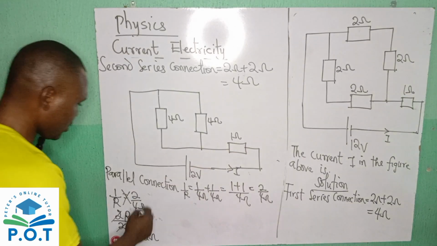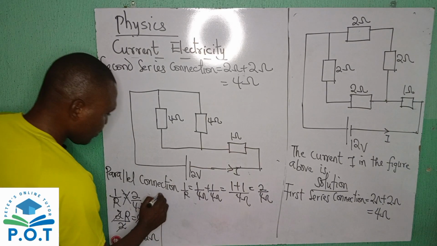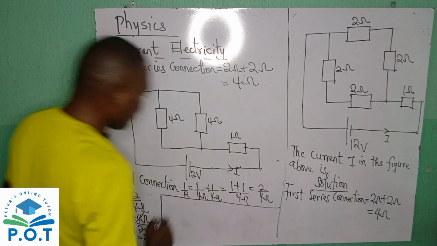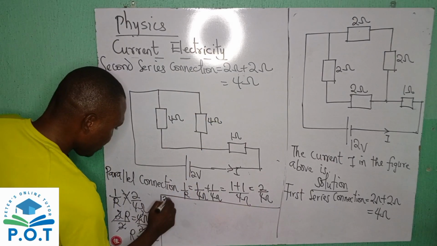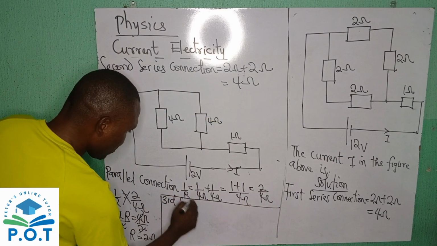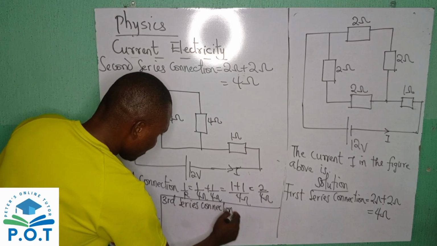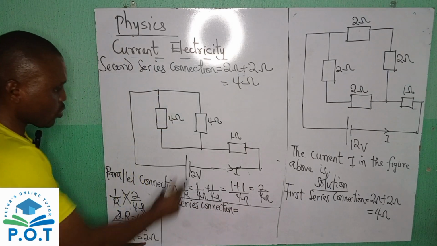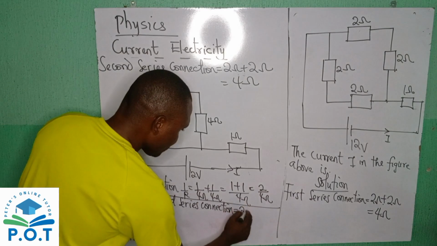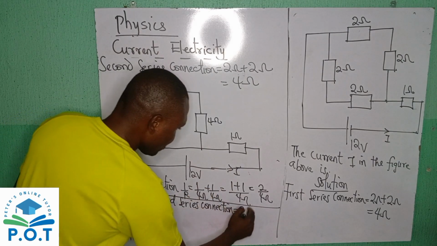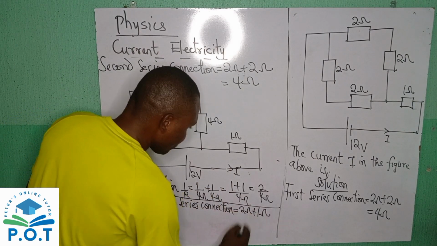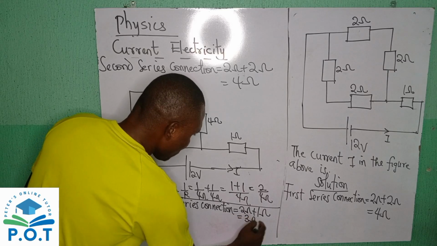Now these 2 ohms are in series with this. So it's going to be the third series connection. So that will become these 2 ohms and these, sorry, 1 ohm, beg your pardon. 2 ohms plus 1 ohm, that gives us 3 ohms.